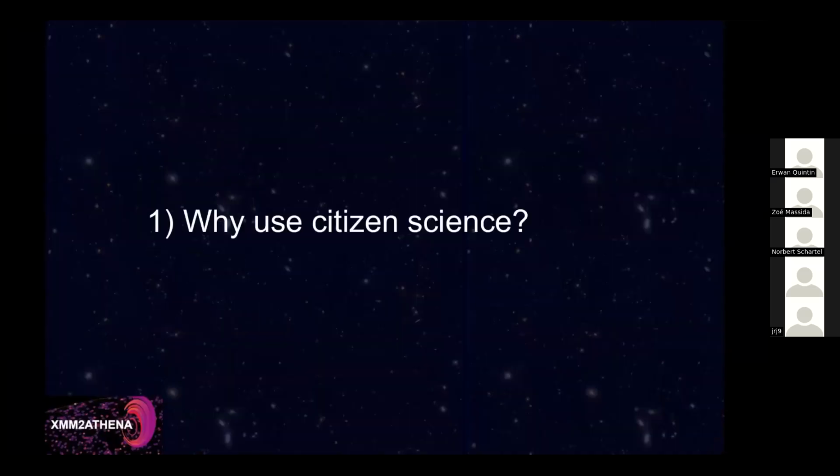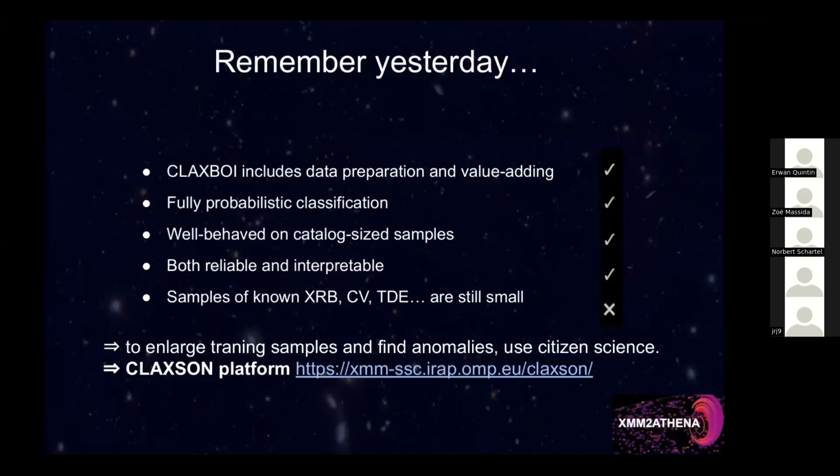So I'll first be presenting why we need citizen science in our X-ray community. If you remember yesterday, I said that Claxboy is a fantastic tool for automatic classification, and it has a lot of advantages, but there is still a small training sample, and this is one drawback which is everywhere in different fields of astrophysics. So one way to enlarge the training samples is to better exploit the archives and to use citizen science for that.